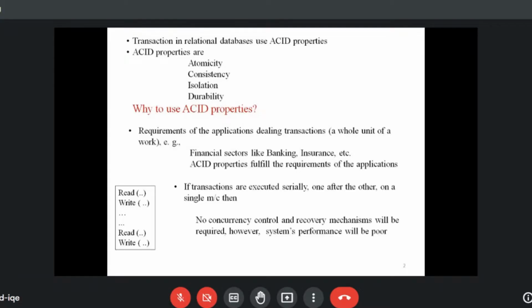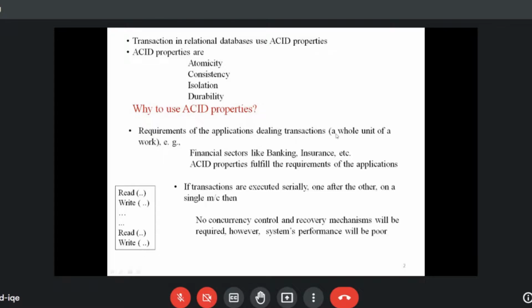Also, I have written here: transactions in relational databases use ACID properties, and they are atomicity, consistency, isolation, durability. I am not going to discuss these properties in detail because I expect that you know. But the natural question is why these ACID properties are required. As I told, there are several applications where the requirement of data consistency is more important.